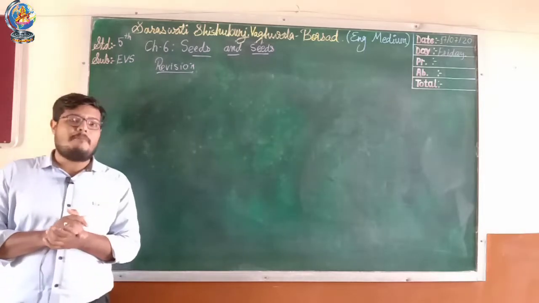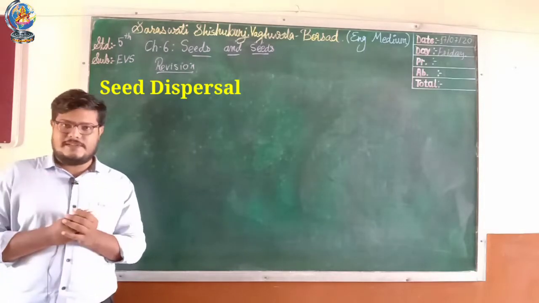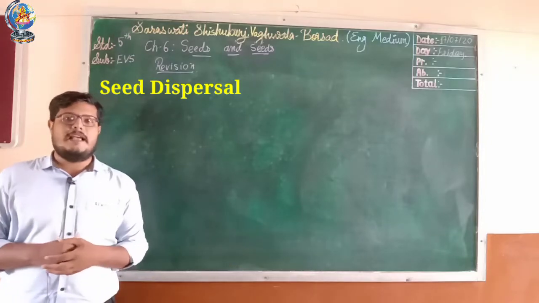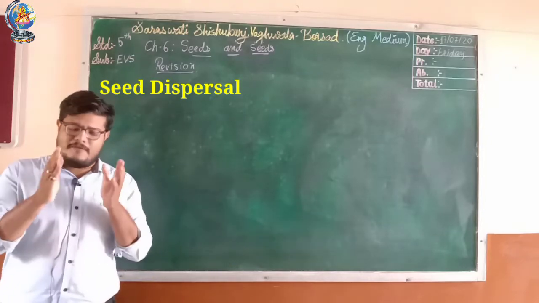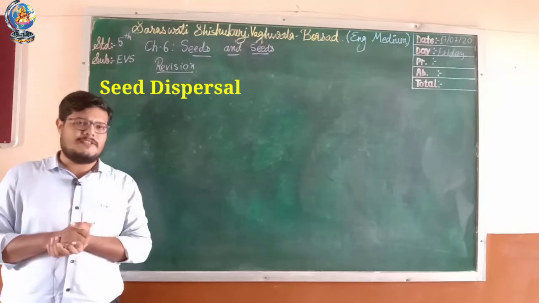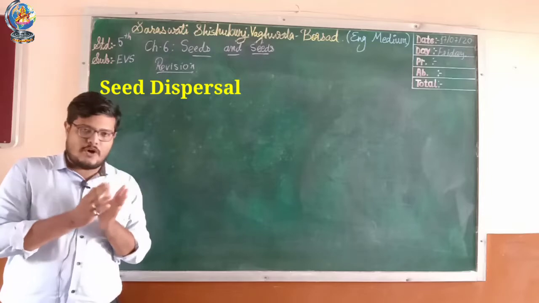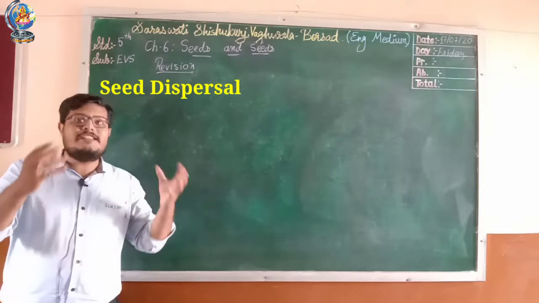After that we came to the topic that is seed dispersal. Seed dispersal means how seeds spread from one place to another place, right? In which first we start with why seed dispersal is important. So I told you, once seeds are formed on a tree or a plant, right, they need to disperse.